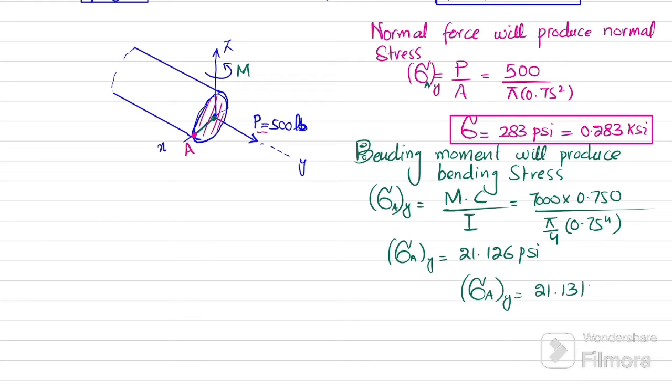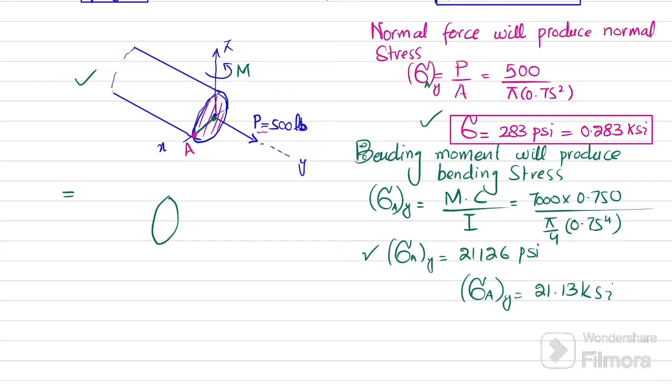Or you can say the bending stress at point A in the direction of y is 21.13 ksi. Okay, so this is not 21.126 ksi, this is 21.126 psi, so in ksi it will be 21.13 ksi. Now you have both normal stress and bending stress. So if I draw it, we can also write this combination like this.